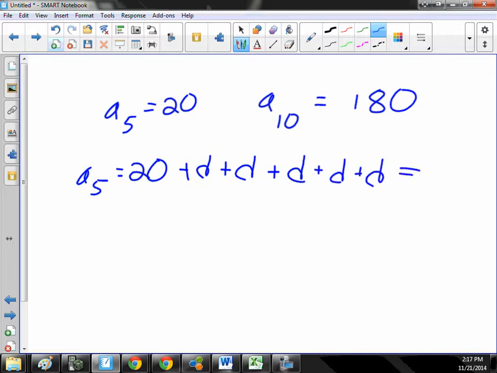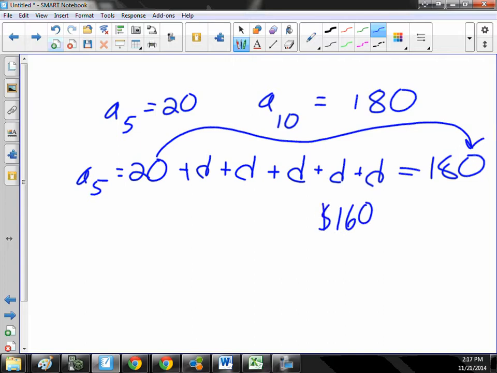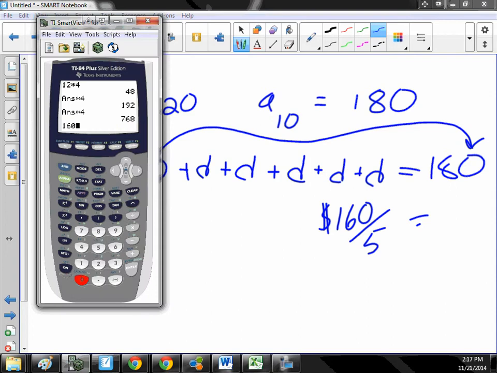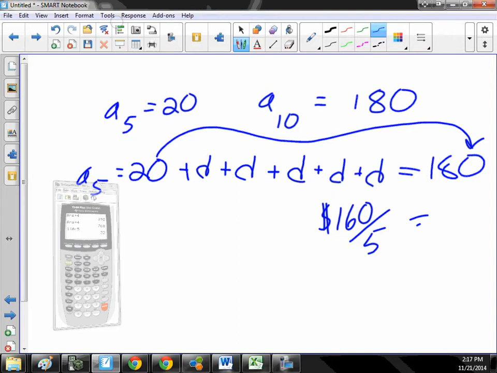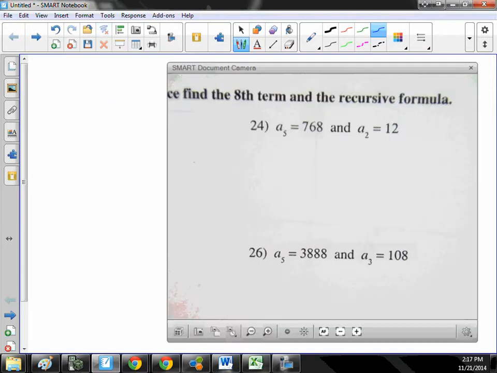And when I get done, that equals 180. So what I need is the total difference. How far is it from here to here? Well, it's $160, and it's also 5 Ds. So I'm going to divide this by 5. Oh, how nice. It turned out to be a good number. Divided by 5, my D would be $32 each day, or second or minute, whatever it was. Okay? So the same basic thing is happening in number 24.